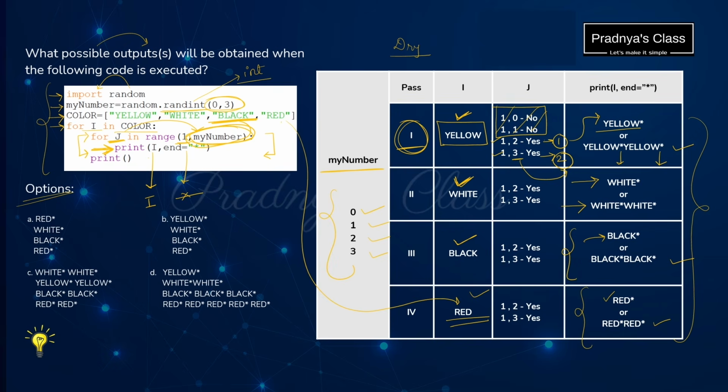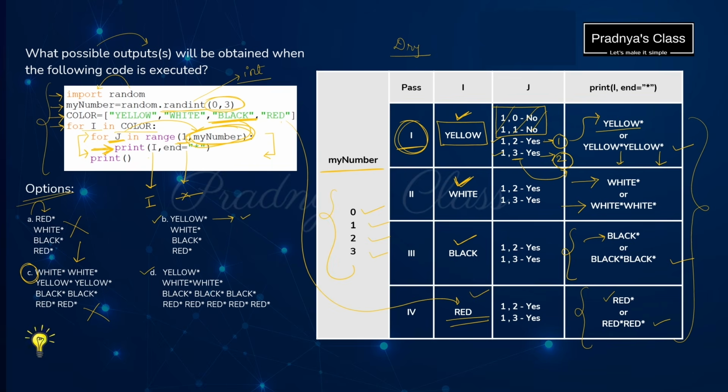Now look at the options. In option A, red is getting printed first, so this is not possible. In the first pass yellow will get printed. Now I am going directly to option C. Here white is getting printed twice. That is also not possible. Now look at options B and D. Yellow is getting printed once.